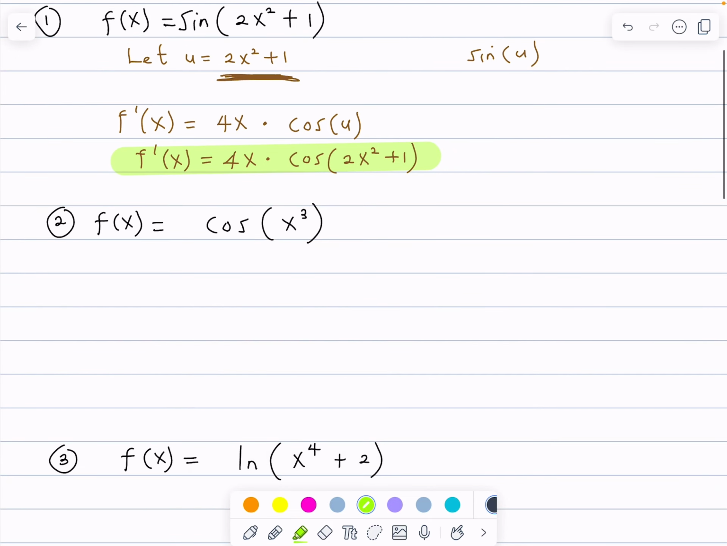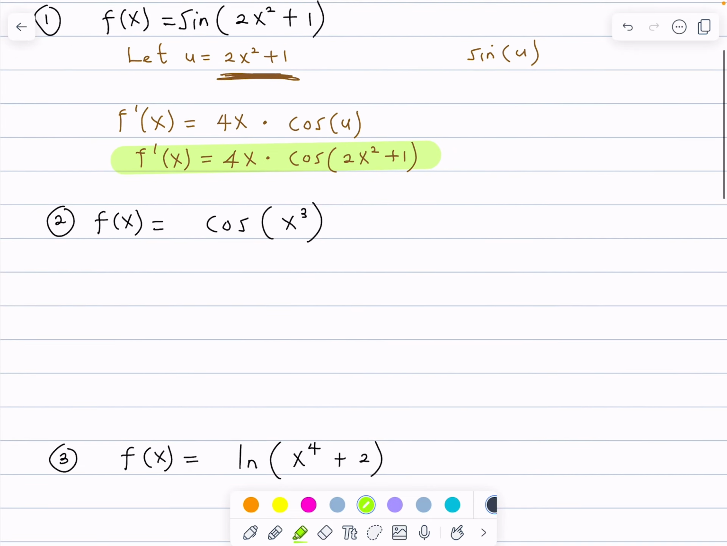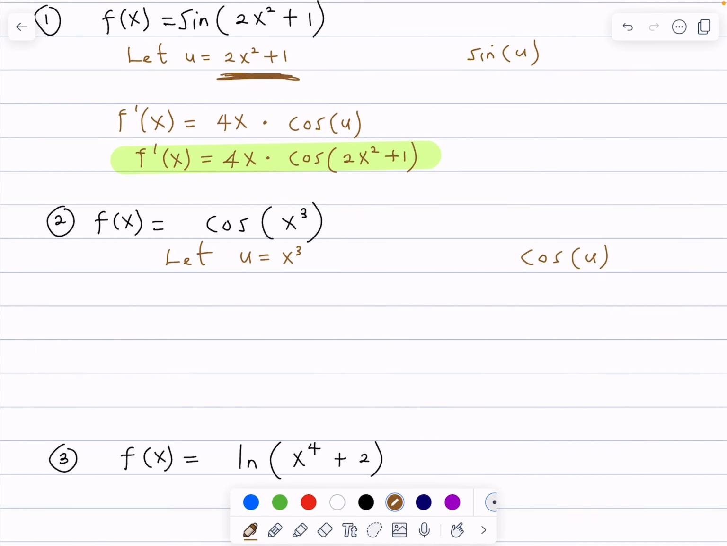Okay, let's take the second example. f of x equals cos of x cubed. Following the same idea, the inside function is x cubed. So let u be equal to x cubed. Now my function will be cos u. So my derivative f prime of x is going to be, I take the derivative of u, which is 3x squared.